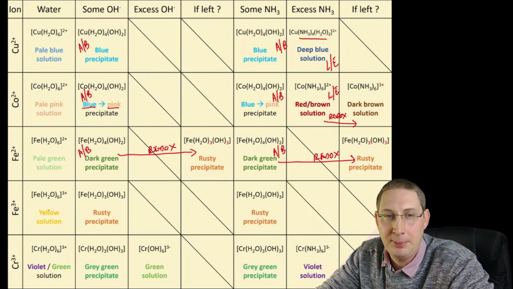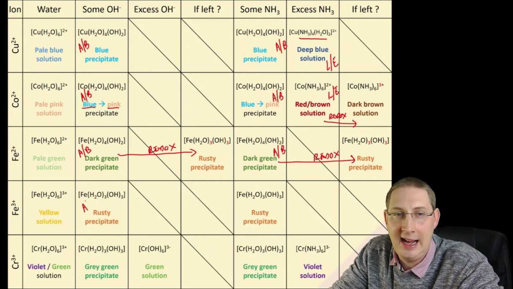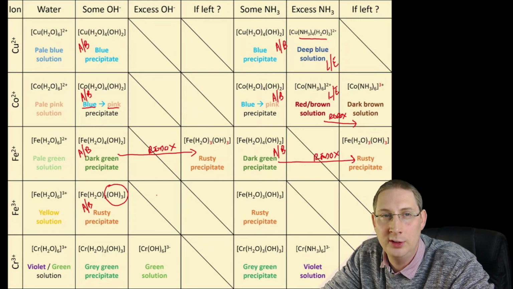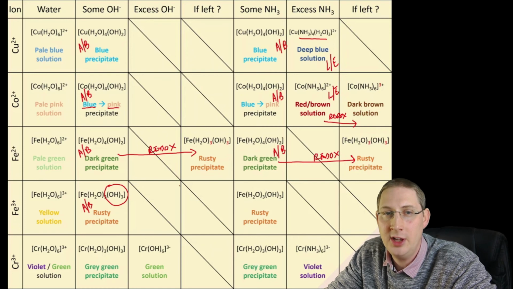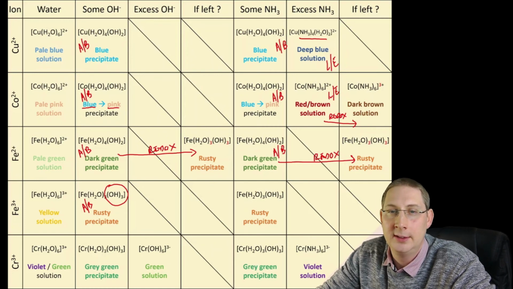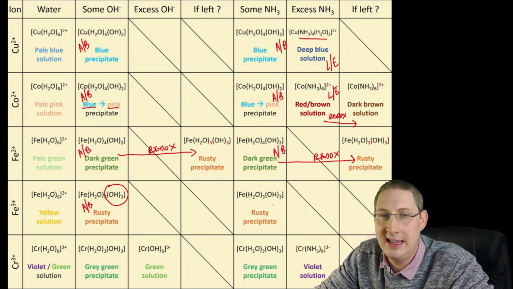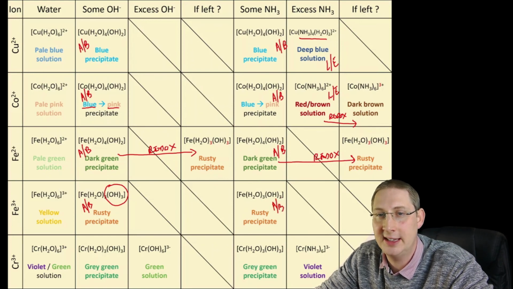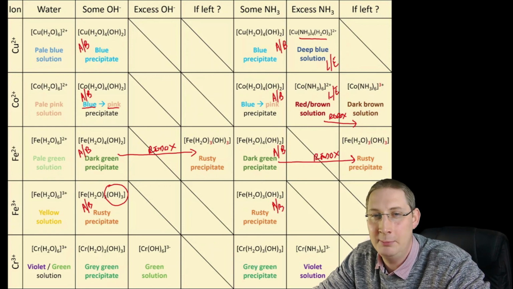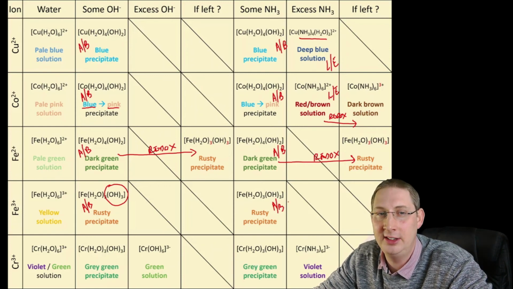The iron 3+ is a sort of yellowy orange solution. Again, we get acid base, but look, there's 3 hydroxides now to make that neutral. Nothing happens with excess hydroxide, nothing happens if you leave it. If you add ammonia, again it reacts in acid base, forming the same precipitate. It can't oxidize, and it doesn't ligand exchange either. So that's the simplest one to understand.